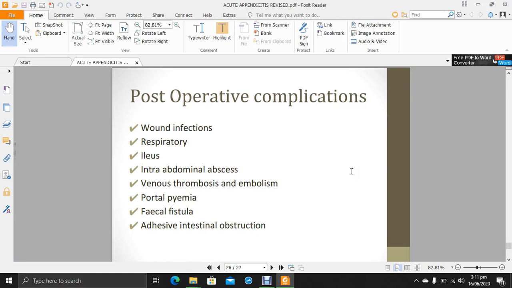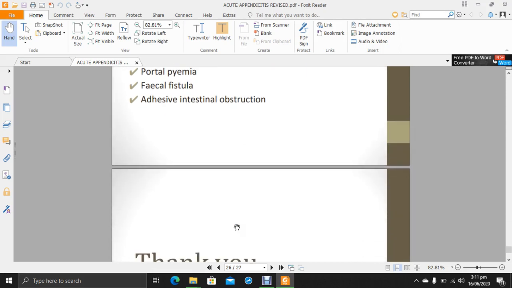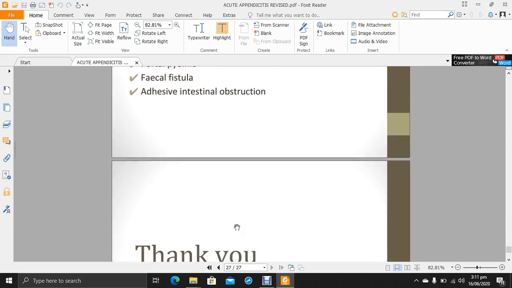Post-operative complications. These are because of surgery. The wound can be infected when the appendix is perforated or there is pus formation. A respiratory problem can occur because of the anesthesia. Paralytic ileus can develop. Intra-abdominal abscess formation can happen, and when we suspect it, we put a drain. Venous thrombosis and embolism, portal pyaemia, fecal fistula, and adhesive intestinal obstruction. This is a late complication. Thank you.